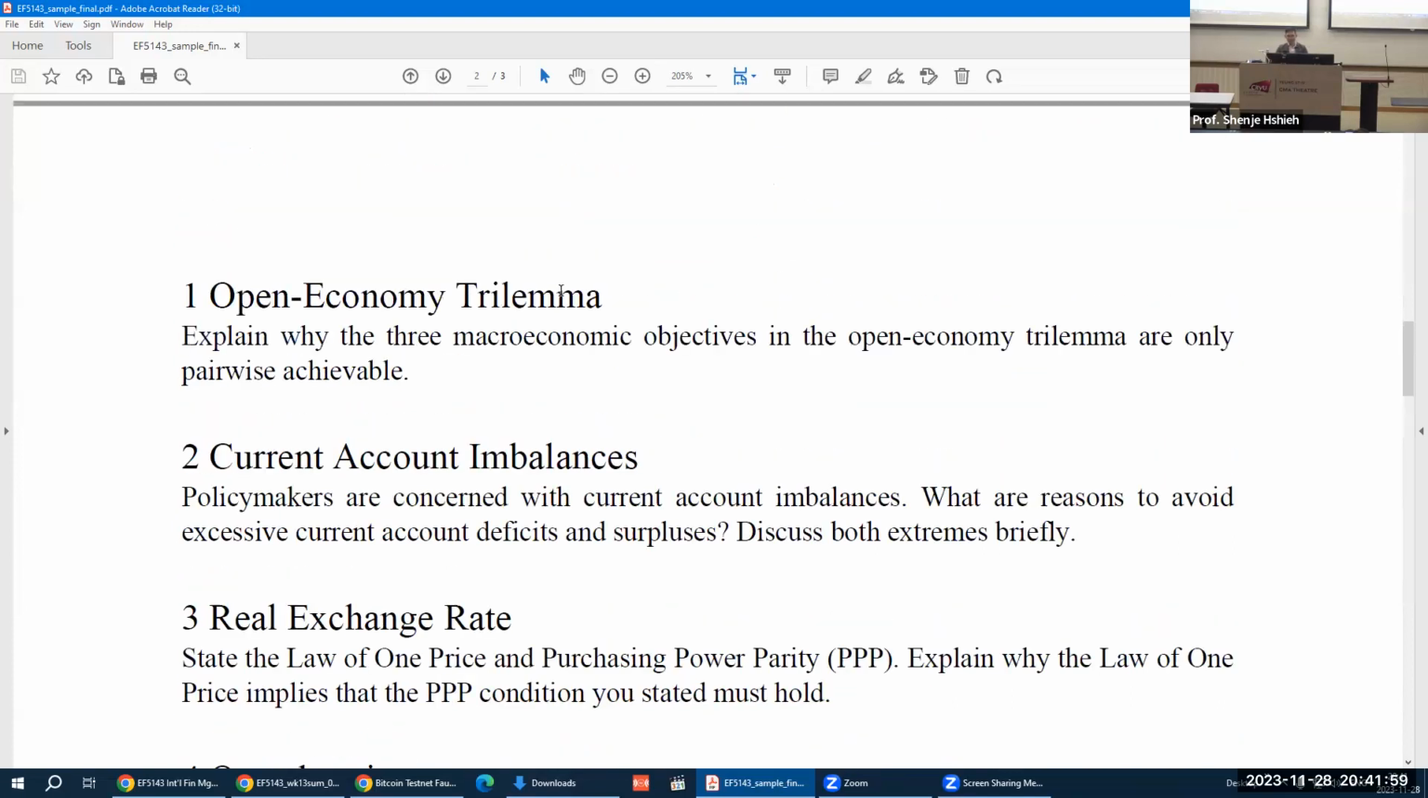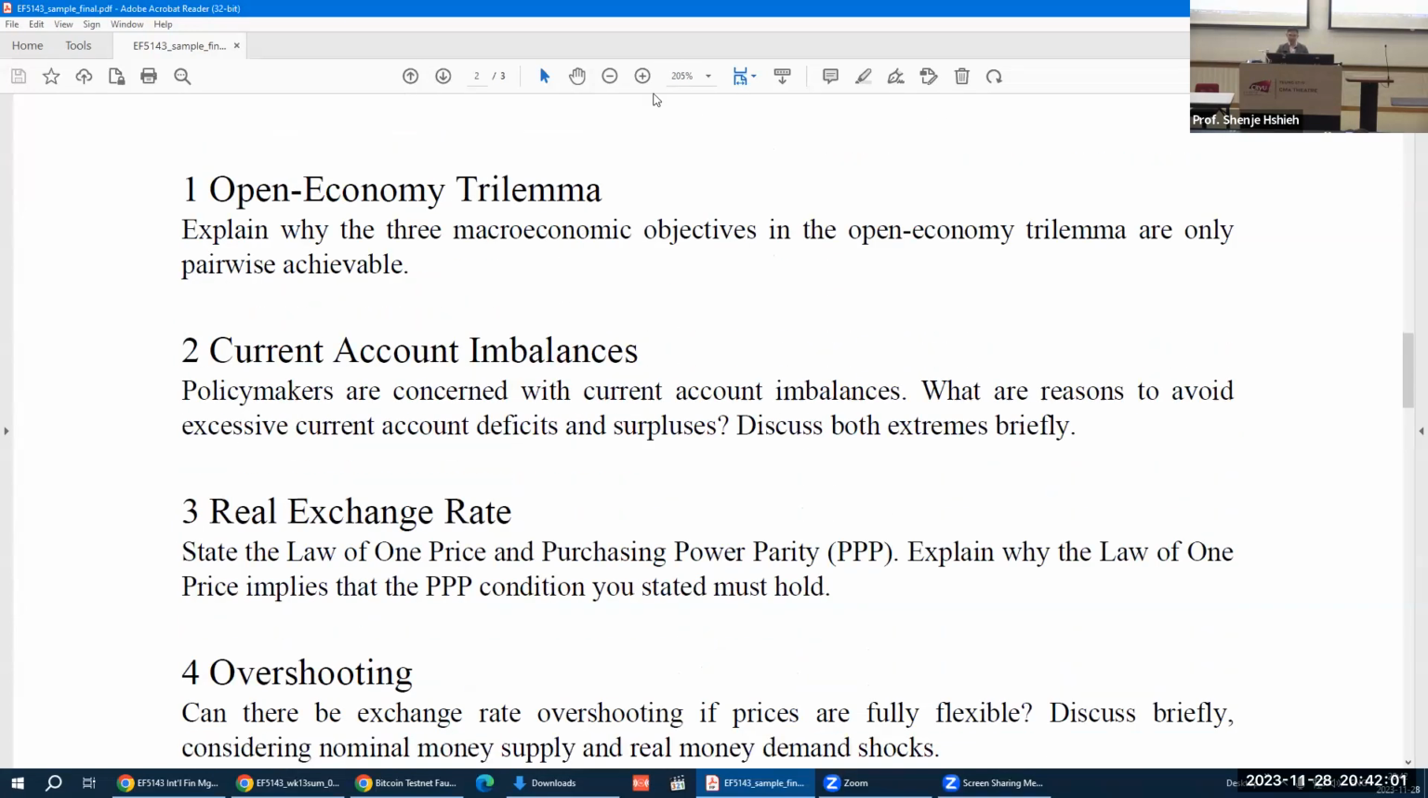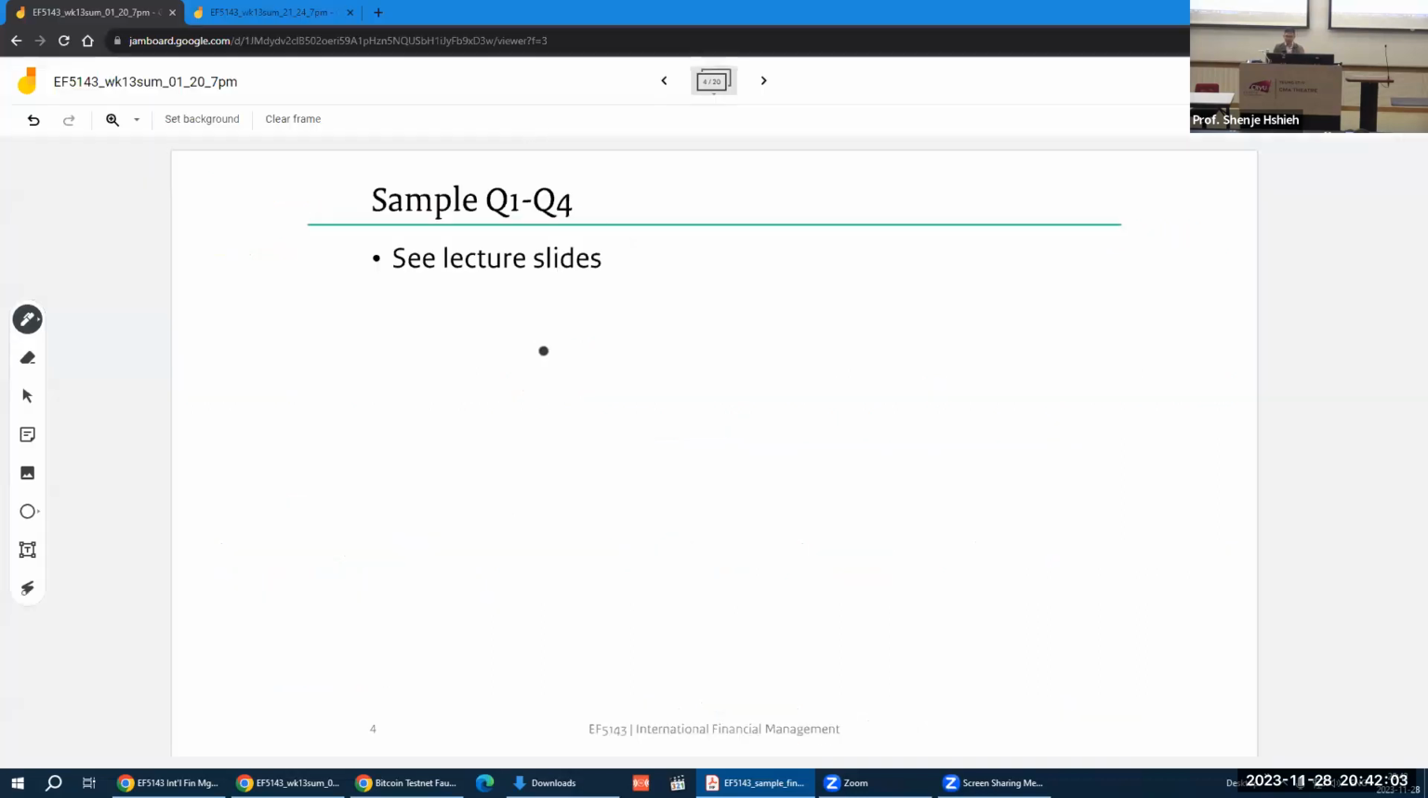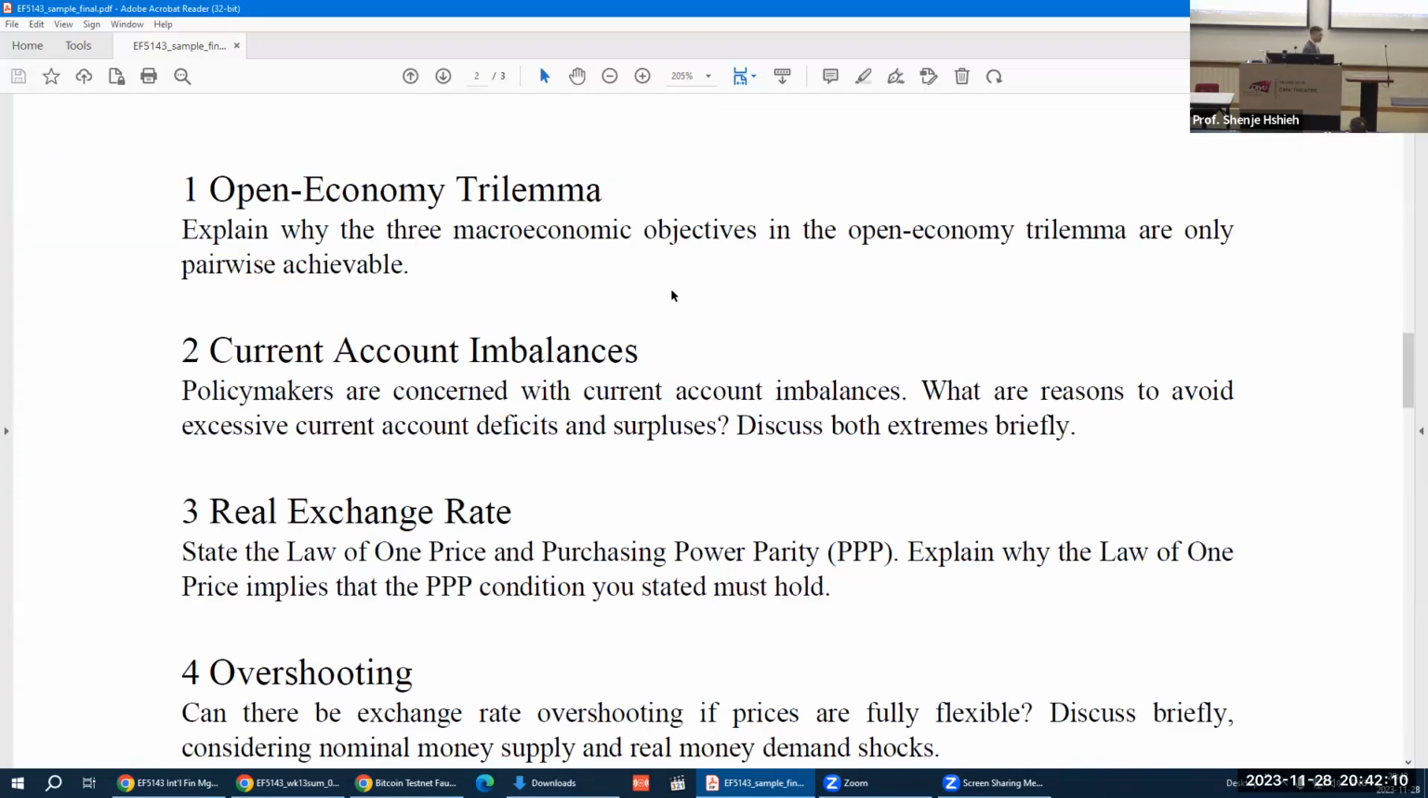Okay, so let's go ahead and go through the questions. As I wrote in this slide here, the first 4 questions are all qualitative, which means that you can pull the information from the slides. So I won't spend too much time talking about it. So let's go over Q1.